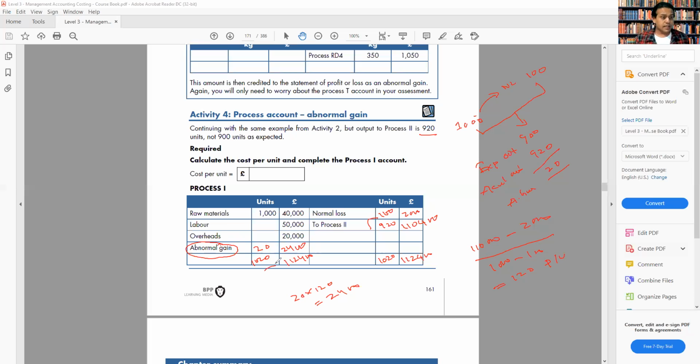All right, so let's have a look. The question from Adil: debit side, what goes to the credit side in table 1, and why does abnormal gain go on the debit side?